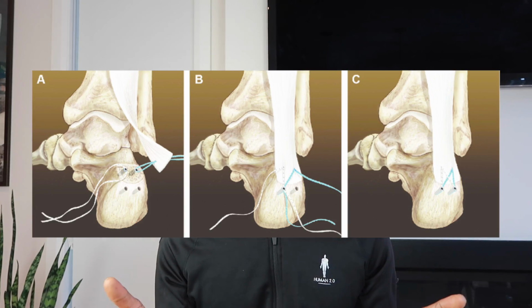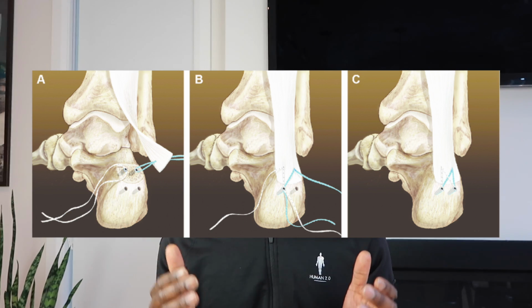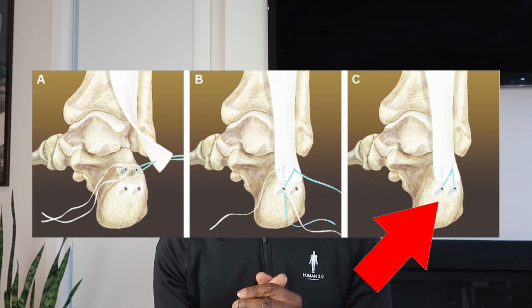And then, using anchors, which are kind of like screws with thread attached, we'll be able to secure the Achilles directly to the bone at the calcaneus. And bone tendon fixation is going to be stronger and more robust than tendon to tendon fixation.